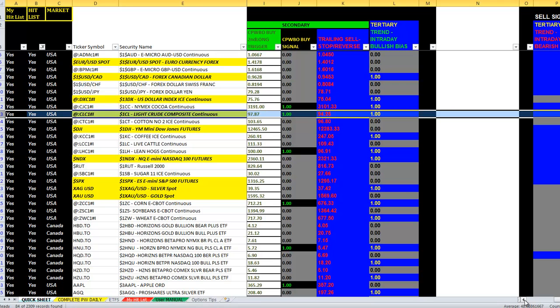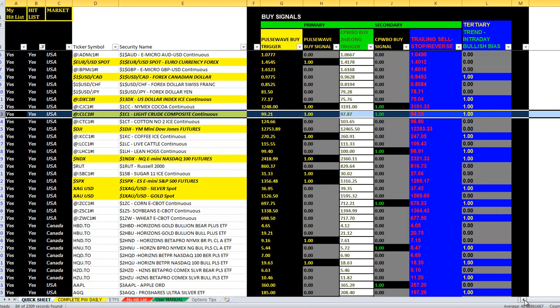And then you're always constantly updating your tickets. You know, you're canceling and replacing your tickets as you get new signals and new entry prices. So what I would do on the crude oil, I would start off first of all with the pulse wave signal.